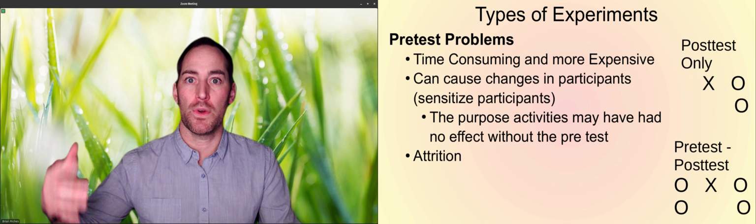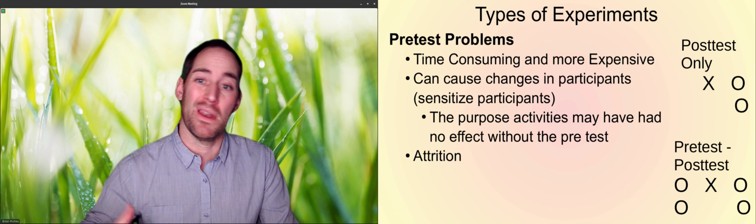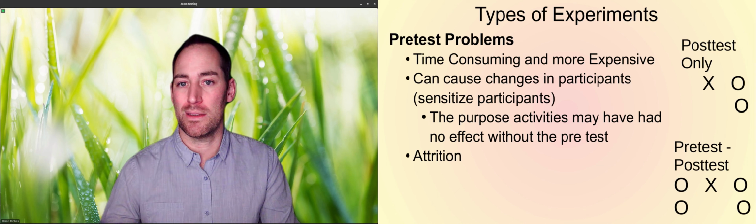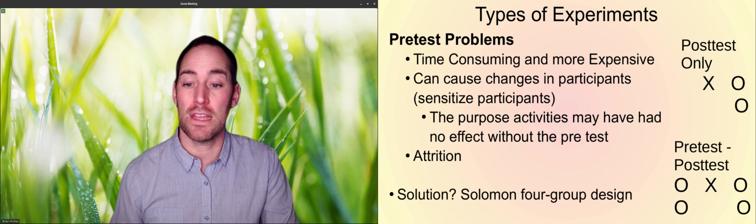So another problem is attrition. You might have started with groups of 100 people in each group, but after they did the pretest, only 80 people come back in each group. That's a problem because then you have less people to get your stats from.